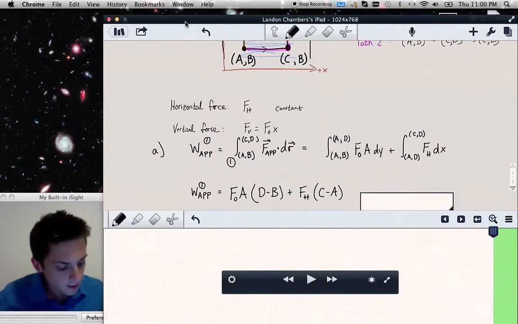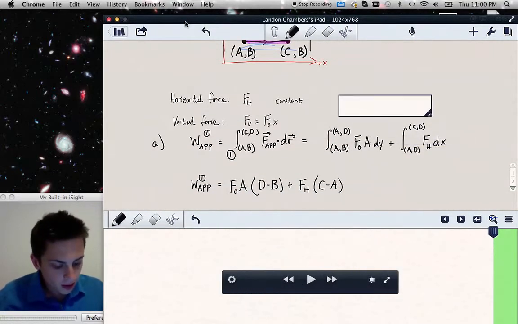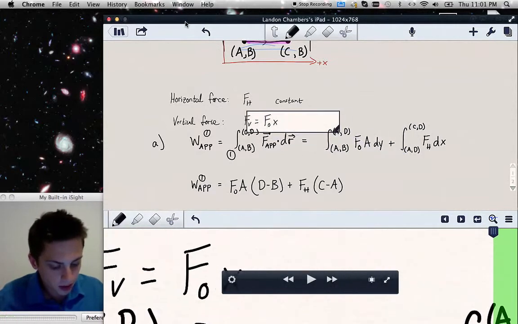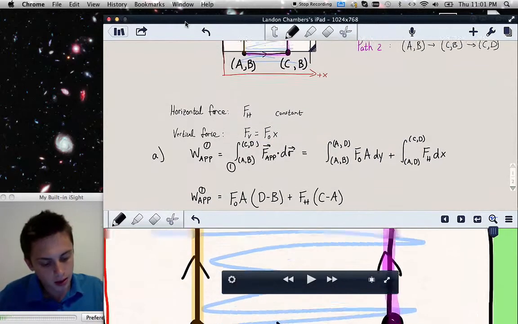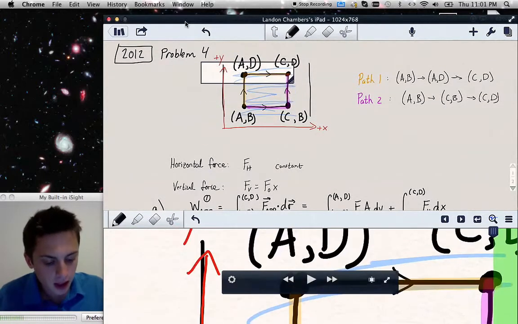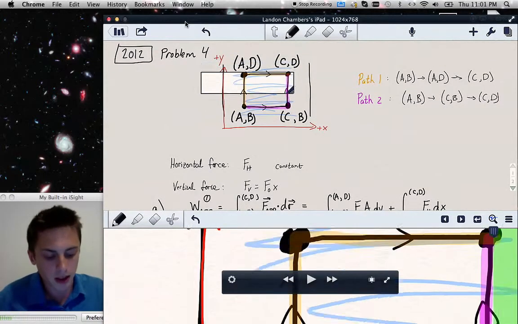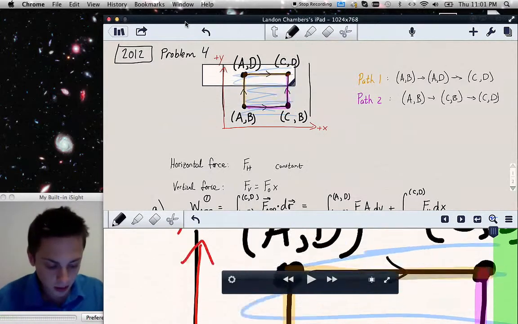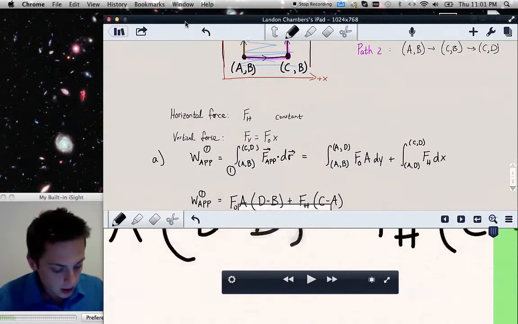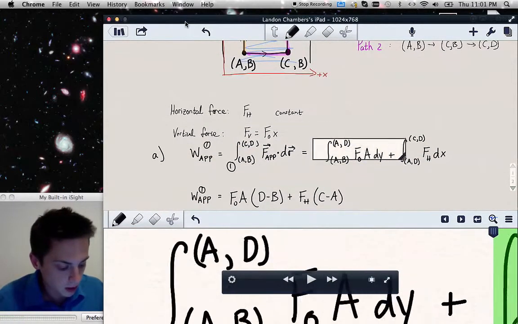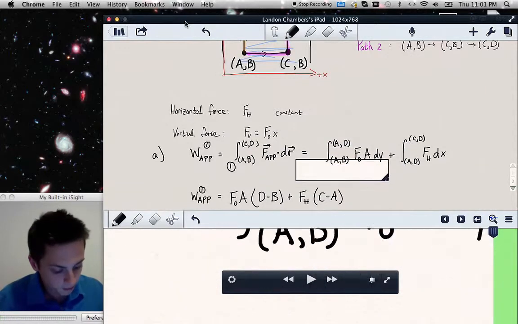Okay? And now, let's once again remind ourselves that although the force is F0x in the vertical direction, on path 1, the x-coordinate is going to be A, as we're going to have this vertical force applied. What I mean by vertical is along the y direction. And so we're going to have a total force of F0 times the x-coordinate A. So we have F0A there.